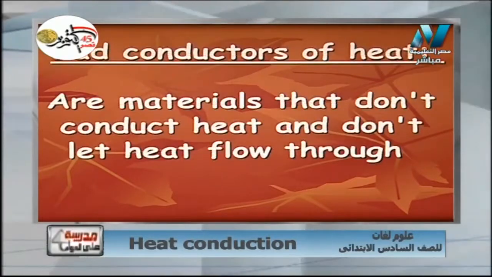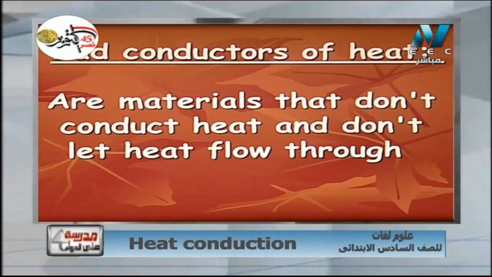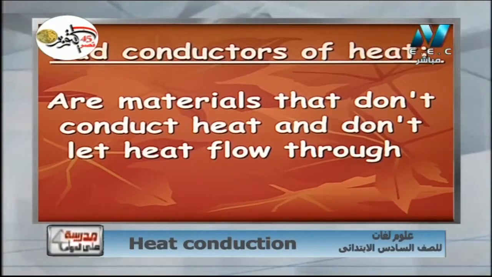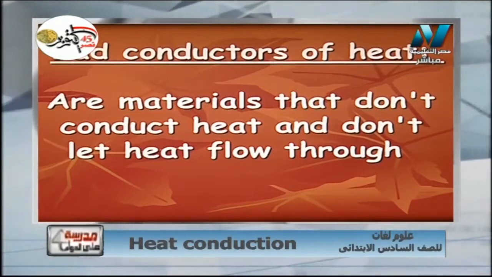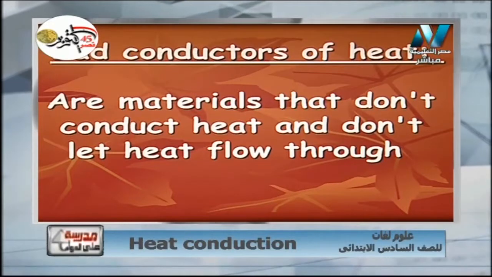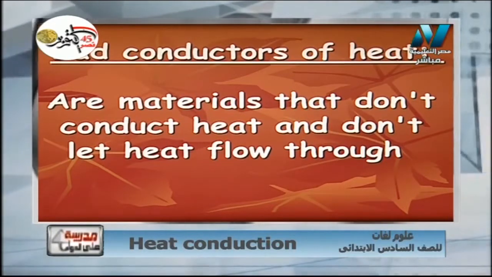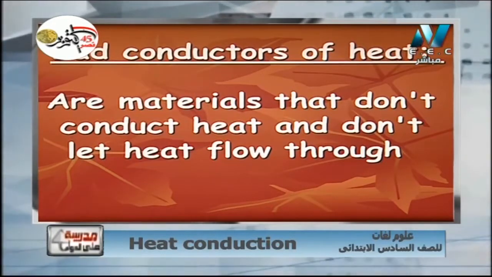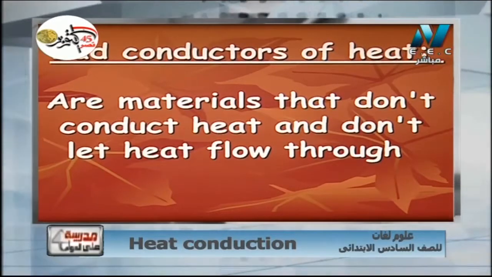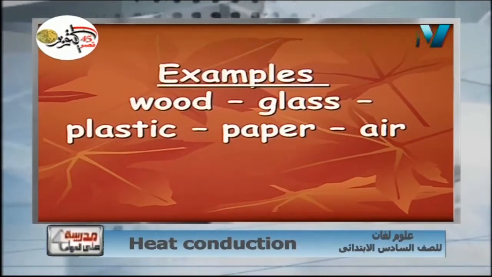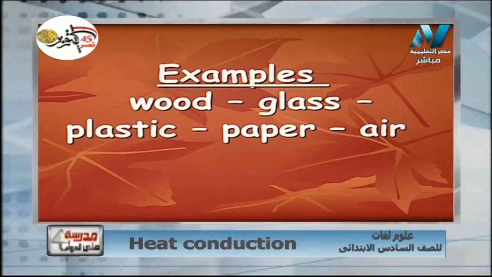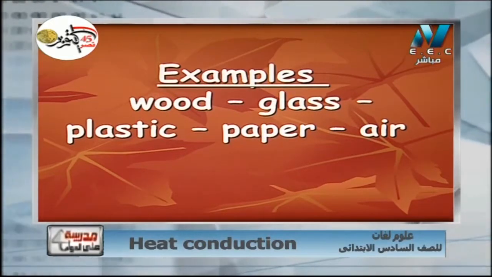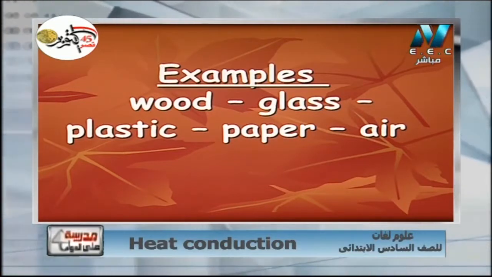So what about bad conductor of heat? هنا التعريف هو الأوبوزيت، هو عكس التعريف اللي فات بالظبط. هقول they are materials that don't conduct heat and don't let heat flow through. هي المواد اللي ما بتسمحش بتوصيل الحرارة أو ما بتسمحش بمرور الحرارة في داخلها. Such as what? Such as wood, glass, plastic, paper, air, and so on. Again, wood, glass, plastic, paper, air, wool. كمان الصوف بنعتبره bad conductor.